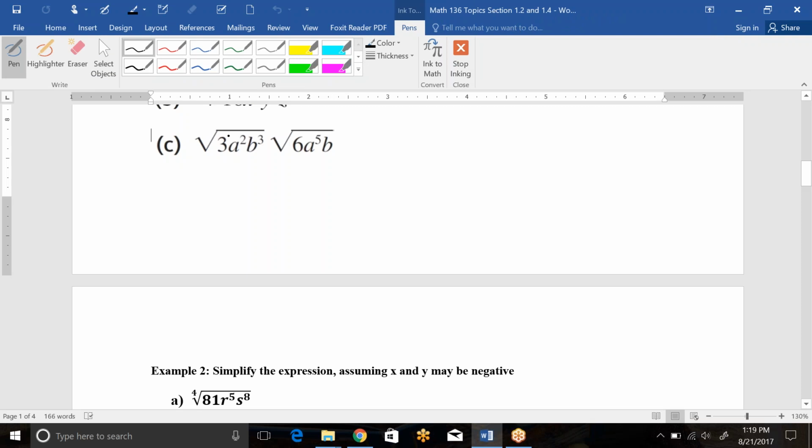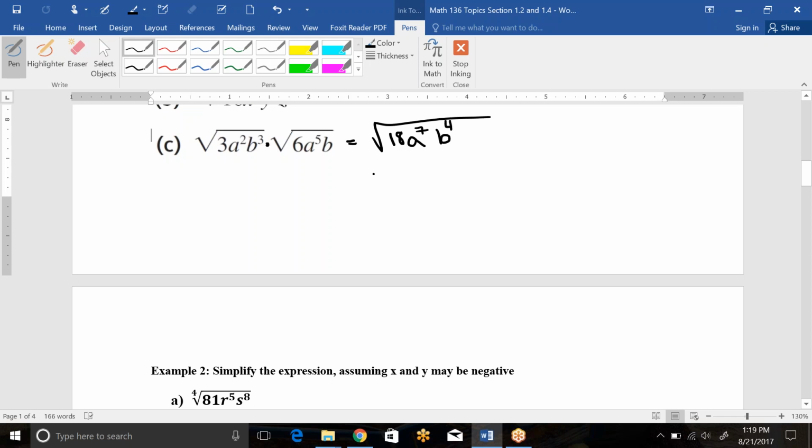And since they're both the same root and we're assuming all variables are positive, we can then move this into multiplying it together to one radical. So 3, you just multiply piece by piece. So 3 times 6 is 18. A squared times a to the 5th, we add the exponents, that'd be a to the 7th. And then b cubed times b to the 1st would be b to the 3 plus 1, which is 4.